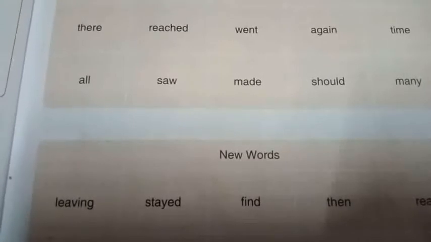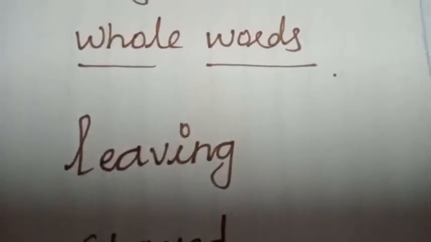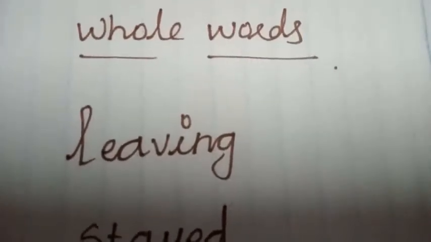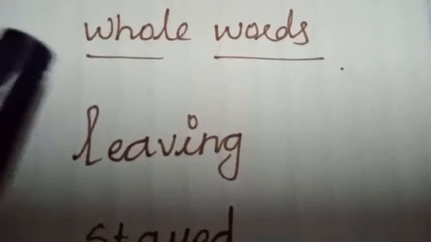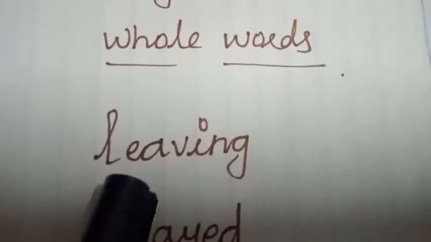From our yesterday's class, we saw these 4 whole words. Today, you are going to write these whole words in your notebook 5 times. What are they? Leaving, stayed, find, then. So my dear children, this also I will send you on WhatsApp. You will write the whole words 5 times.